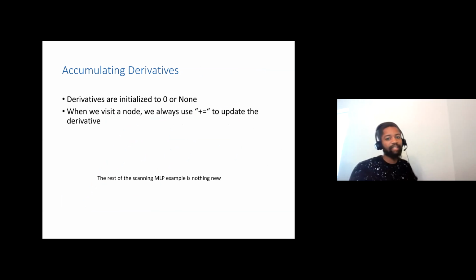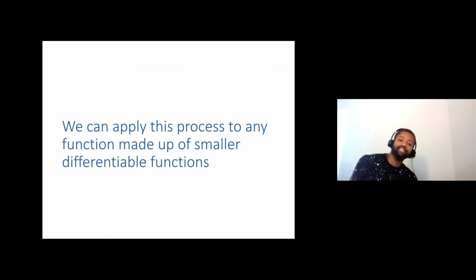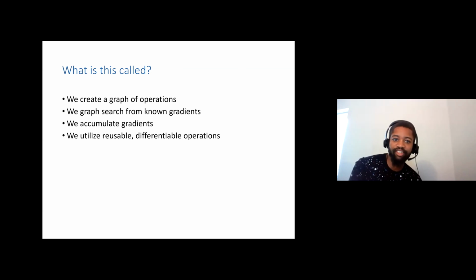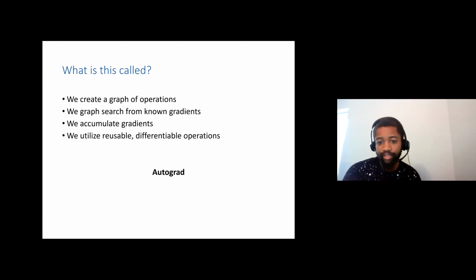The rest of the scanning MLP example is nothing new. We just needed to know how accumulating works, so I'm not going to go into exactly how the rest goes. Note that we can apply this process to any function made up of smaller differentiable functions. The process is: we create a graph of operations, then we graph search from the known gradients and accumulate them, and then we reutilize reusable, differentiable operations. And this is just AutoGrad.